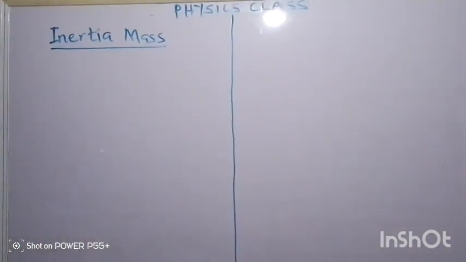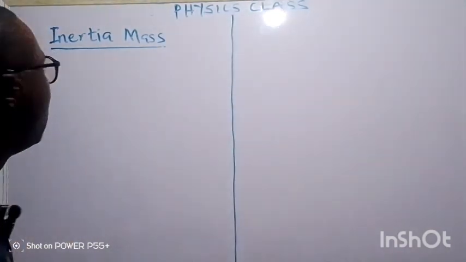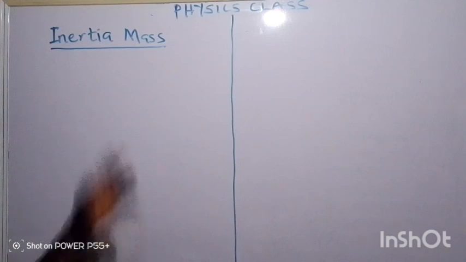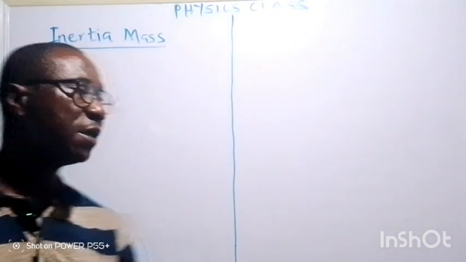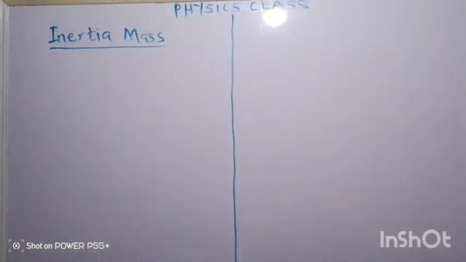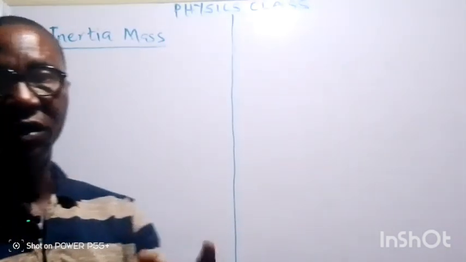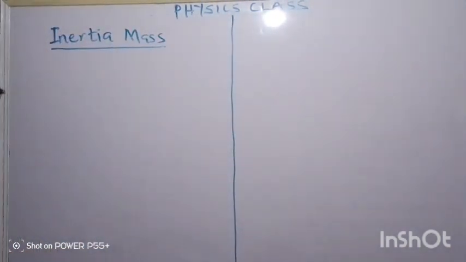Now today, as I said, inertial mass simply means the property of an object which describes how difficult it is to change the motion of the object. Take it again, inertial mass describes the property of an object which shows the difficulty for that object to change its motion. Let's write.